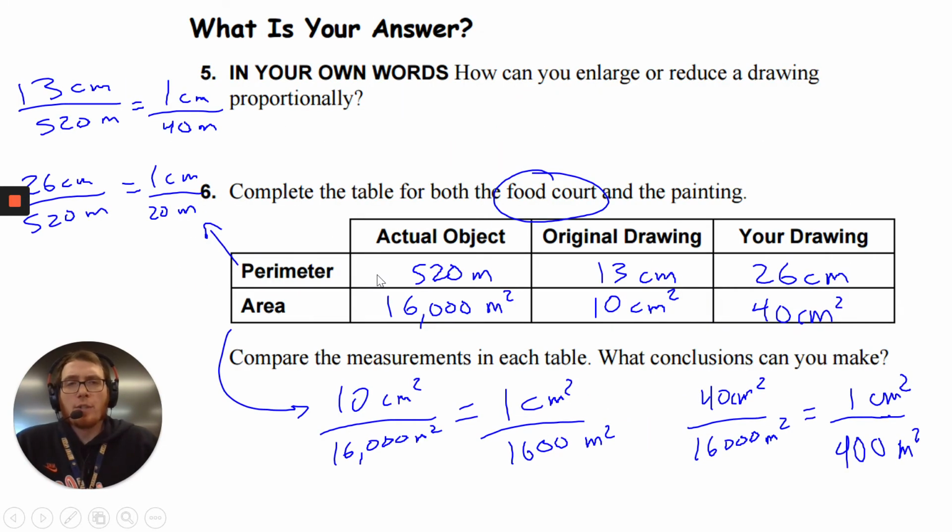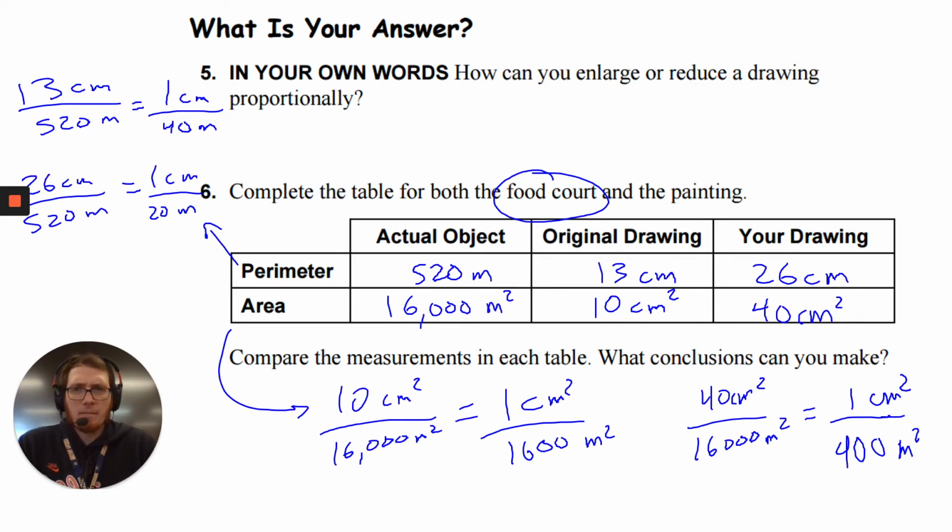When it comes to reducing or enlarging the drawing, all we have to do is change the scale in order to figure that out. So if we want to make it smaller, we can zoom out. If we want to make the picture larger, we can zoom in to make that picture larger.